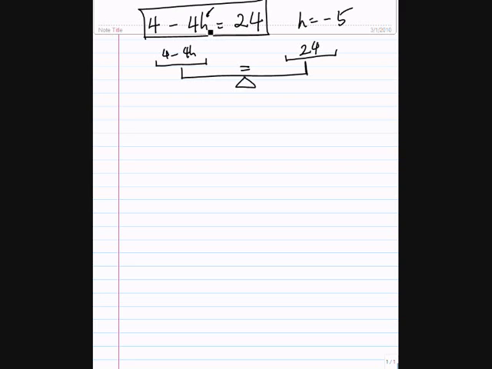Now let's try to solve some more equations of this type. We will try to solve equations that involve fractions, for instance 3m plus 1/5 equals 6/5. We will also be solving equations that involve decimals.